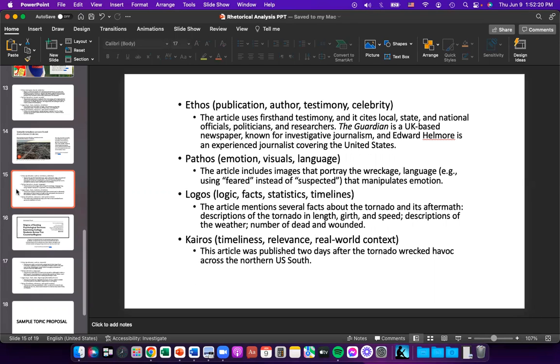So, pathos, the article includes images to portray the wreckage. You've got some language. People are saying there are feared to be this many dead rather than suspected. A more neutral word could have been used. So therefore, words like feared, path of destruction, things like that, those are all phrases that are going to manipulate your emotions. Logos, we have several facts about the tornado, aftermath, descriptions of the tornado, number of dead, descriptions of the weather.